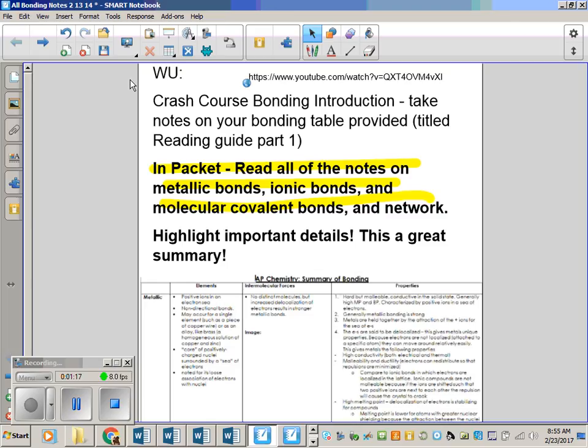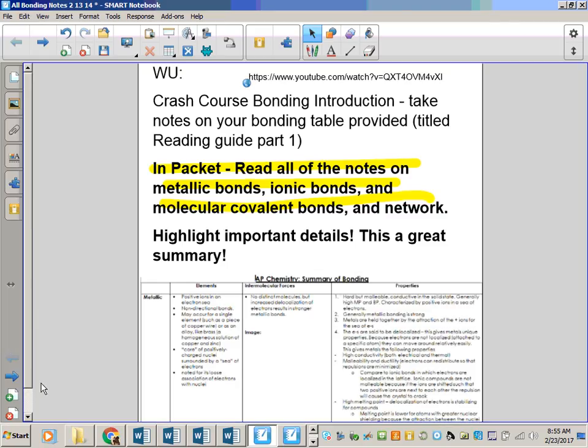Riley, tell me something you think we're going to be talking about. Okay, and we're going to talk about that today and a little bit more in a week or two, and that's it for metallic. Courtney. Okay, so network covalents like diamonds and graphite, and a couple of other things that really are just carbon-based. What else? Sean? Covalent.